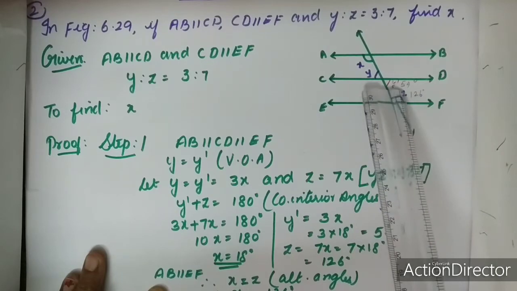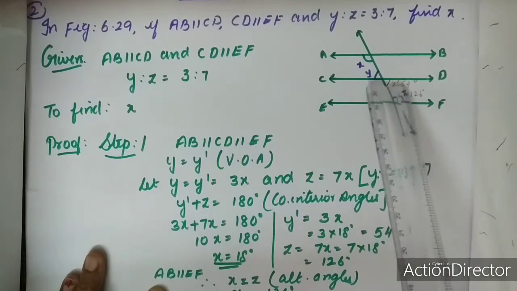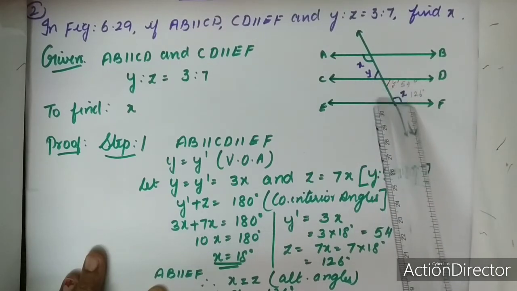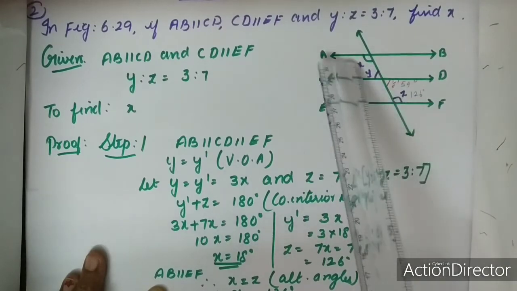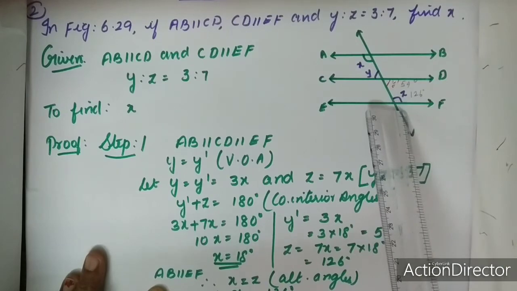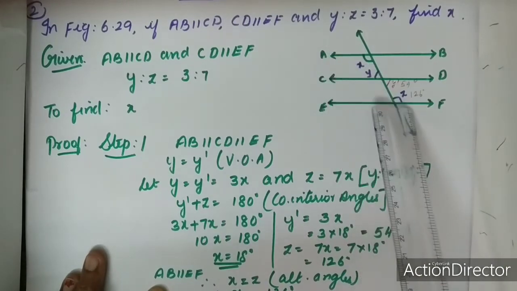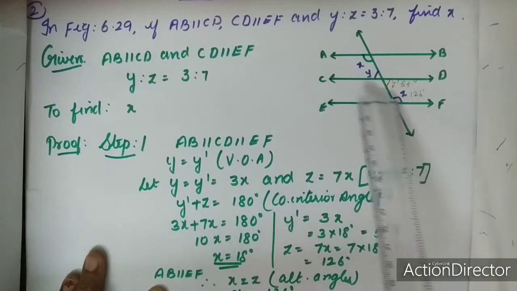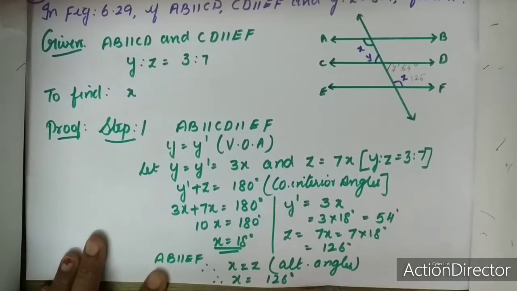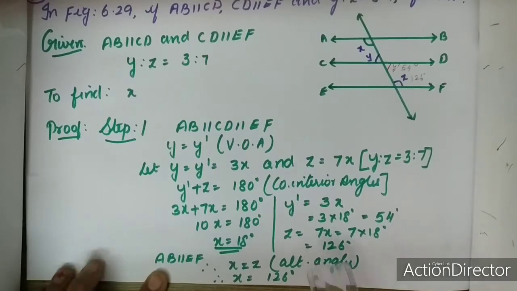Now we know the value of y dash and z. Please write it over there with pencil, so it will be easy for you. Now find the relationship between x and z. Can you say the relationship between x and z? These two angles are alternate angles. Therefore, x is also equal to 126 degree. The reason you have to write in the bracket is that they are alternate angles.